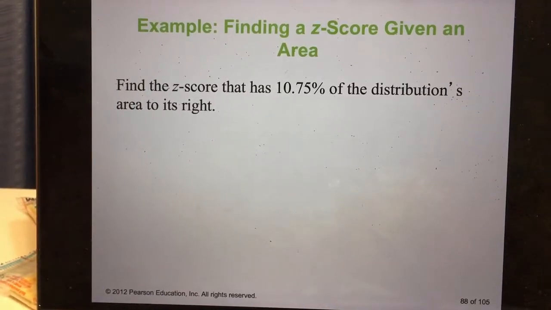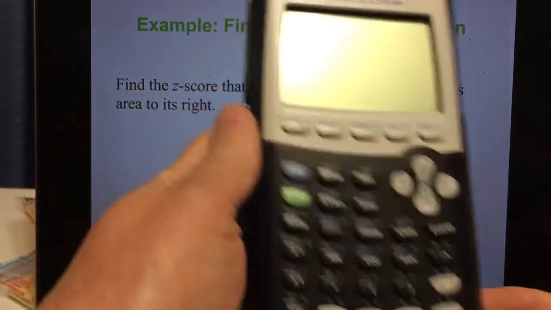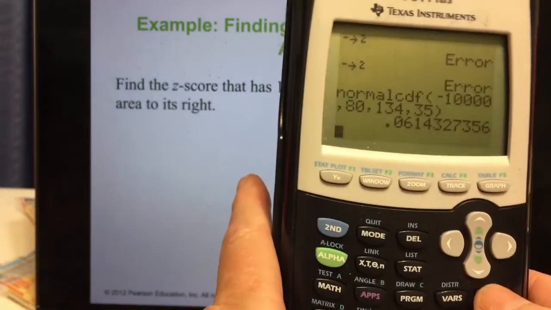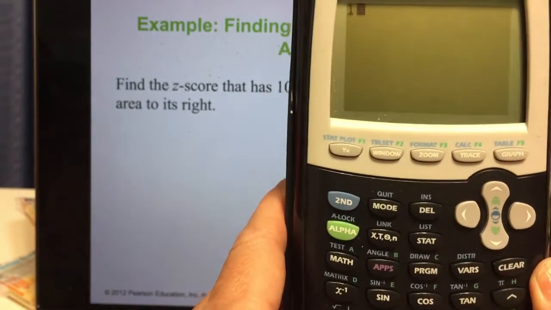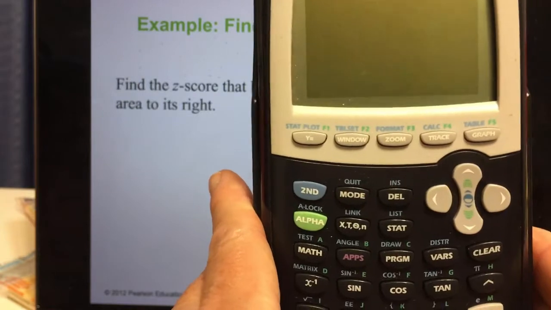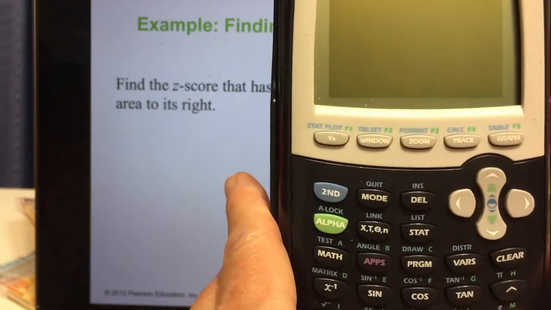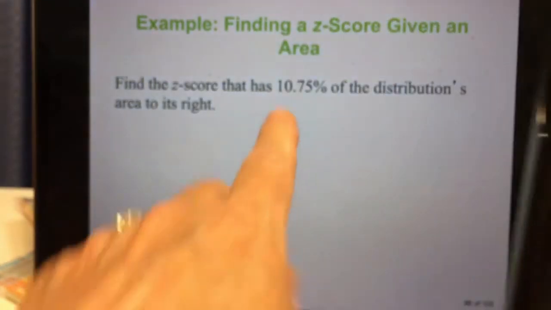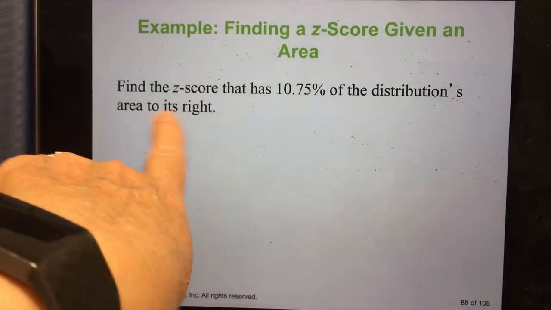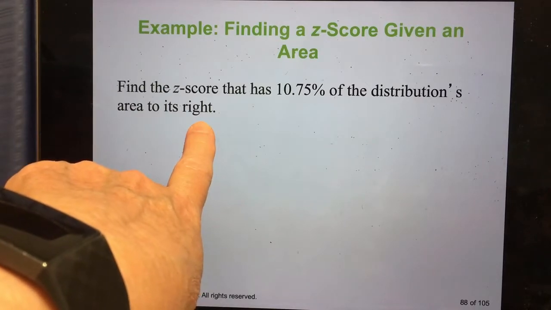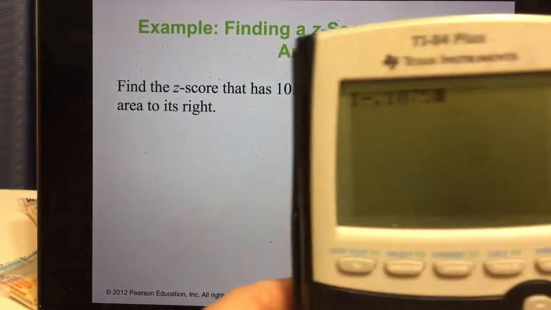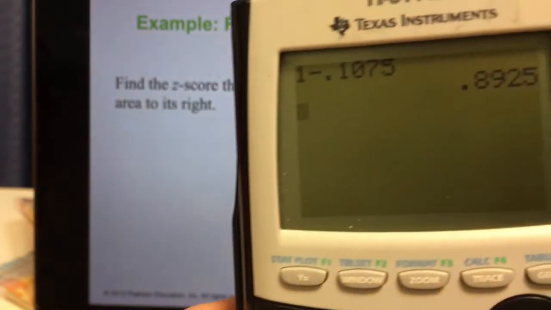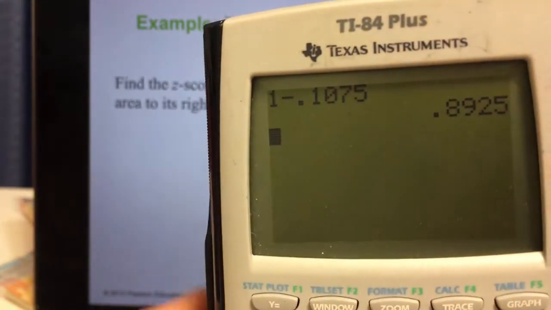So what we're going to do is subtract the 0.1075 from 1. Here's my calculator again. I turn it on and enter 1 minus 0.1075, because the 10.75% is to the right, and on my table I always want what is to the left. So I enter it, and I get 0.8925. So 0.8925 is what I look up in the table.